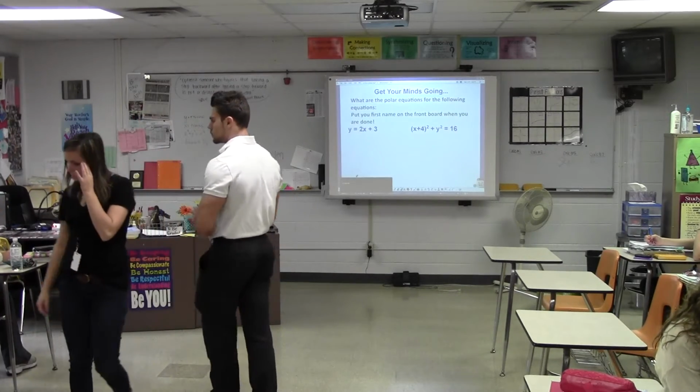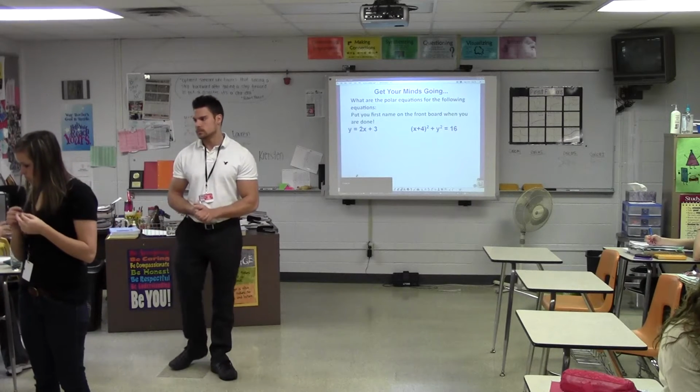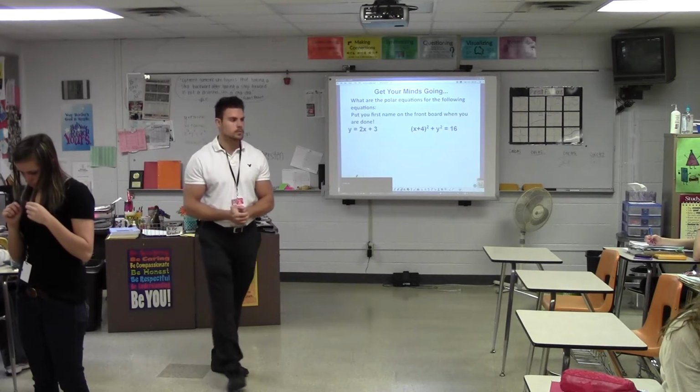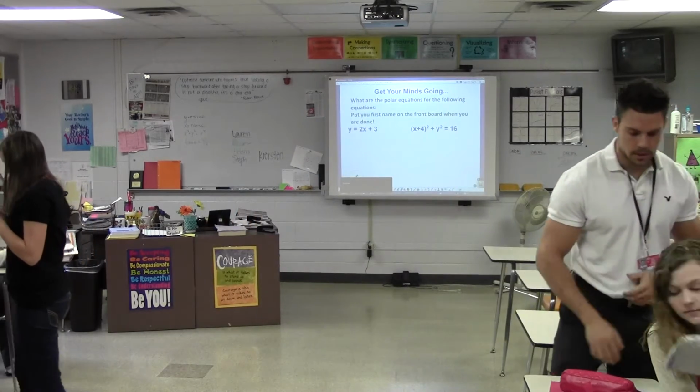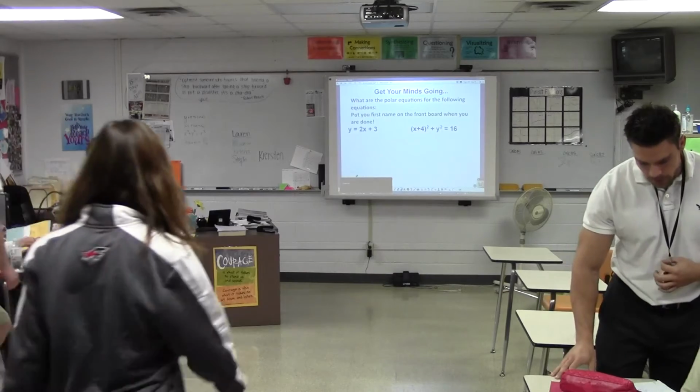Then I'll tell you. So initially when you get the number 2, it'd be r equals negative 8 cosine theta.